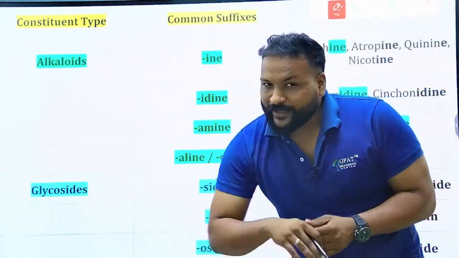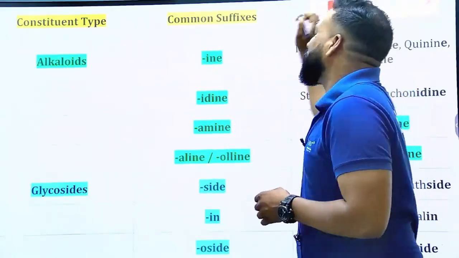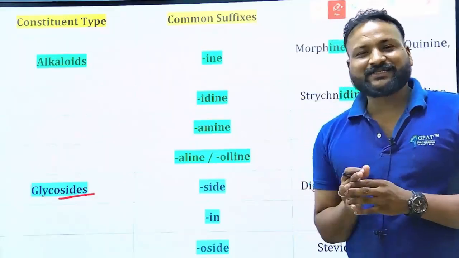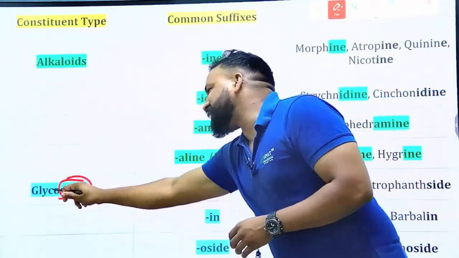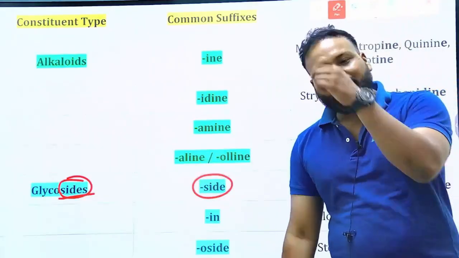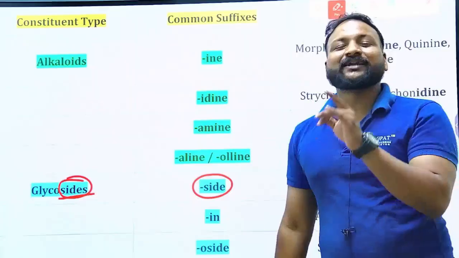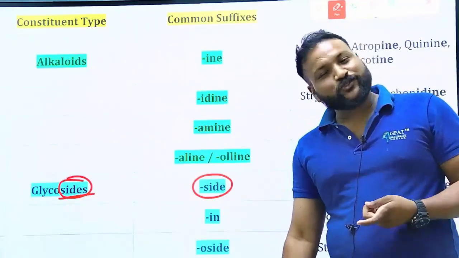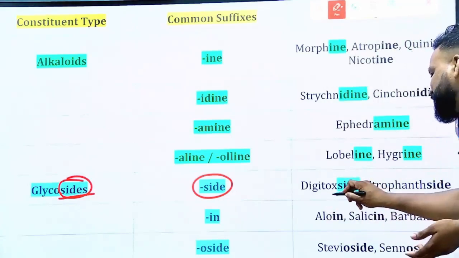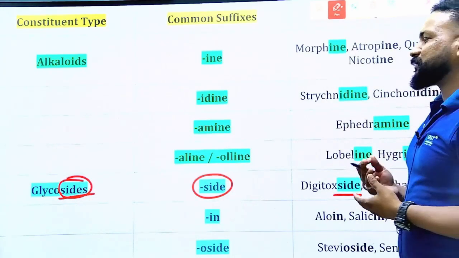Now what about glycosides? The glycoside name itself gives you the clue: side. Obviously, if it has a suffix of side, you can consider it a glycoside. Maybe it is a saponin glycoside or a cardiac glycoside; even the saponin glycosides contain side. You can see the examples: digitoxoside, strophanthoside, SIDE. It means it is nothing but a glycoside.